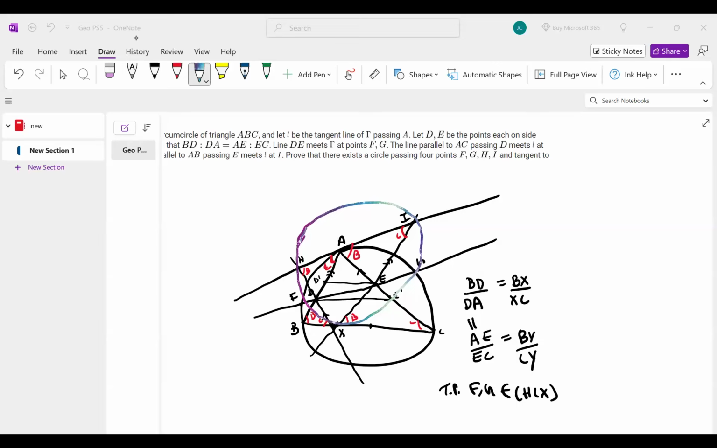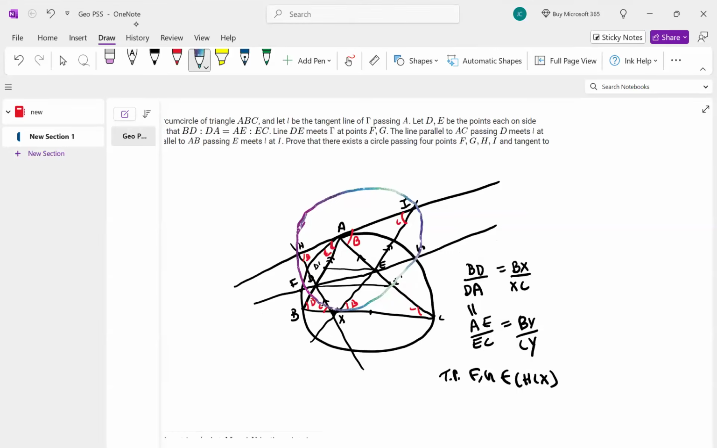Okay, so we'll do one more problem. So the last problem I have is this, and it should not take very long.